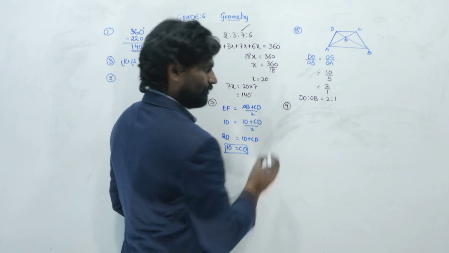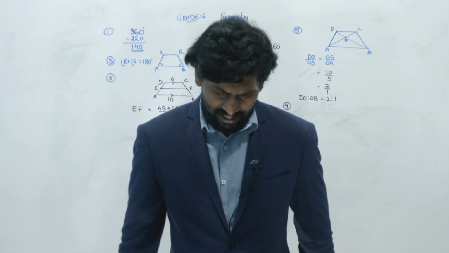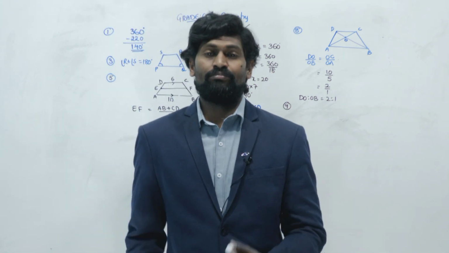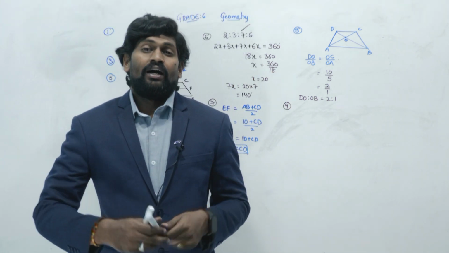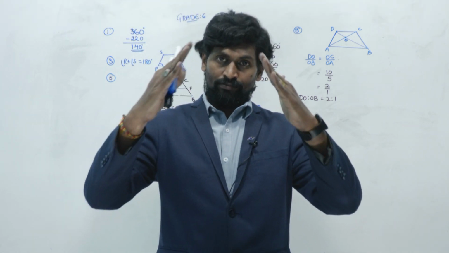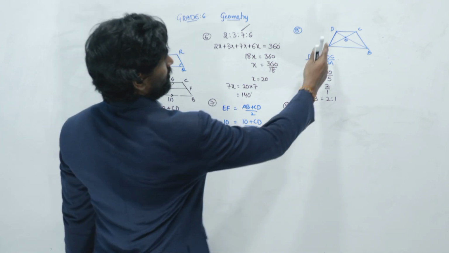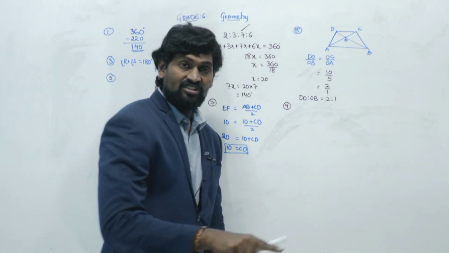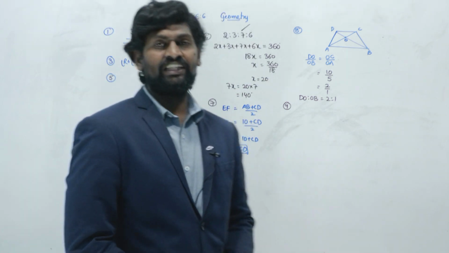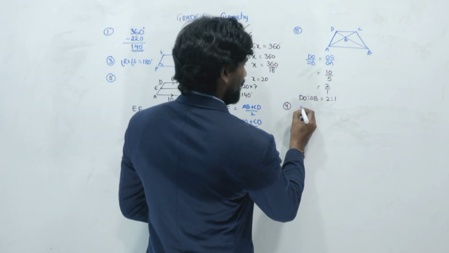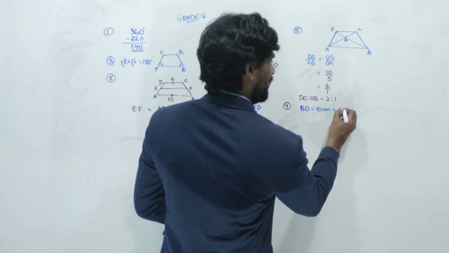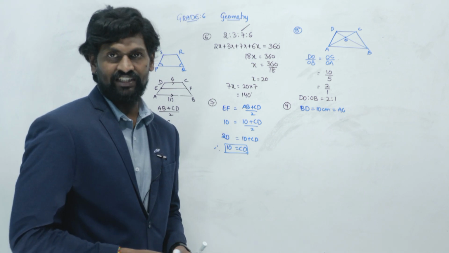Now question number 9. The ninth one is given ABCD is an isosceles trapezium. Isosceles trapezium means the length of the non-parallel sides of the trapezium are also equal. That means these two sides are equal, and the lengths of the diagonals are also equal. And one of the diagonals is 10 centimeters, then obviously the other diagonal is also 10 centimeters. So BD is equal to AC equal to 10 centimeters.